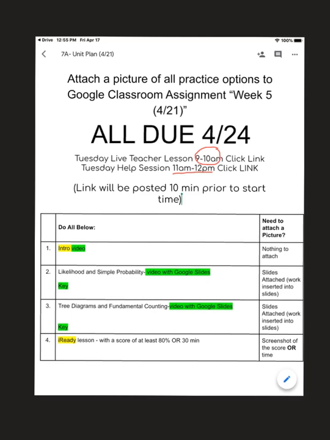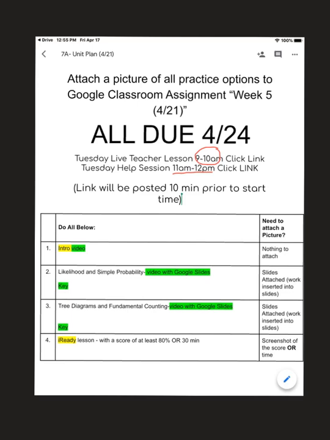So for today, you're already doing step 1, watching this intro video. Congrats. Step 2 is to watch a video. You'll split screen it with Google Slides. That's likelihood and simple probability. Those are attached in your assignment for today in Google Classroom.